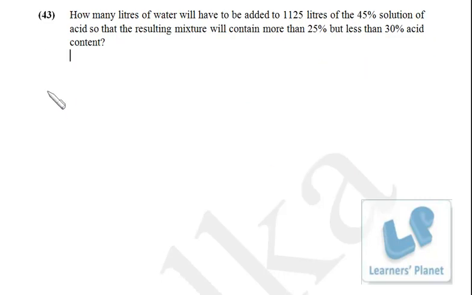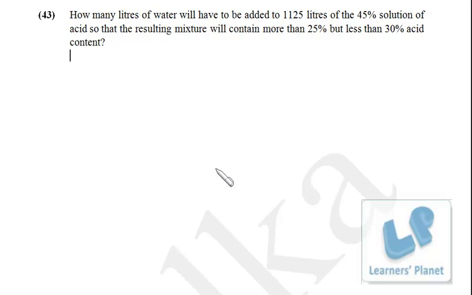Now this is an interesting problem we have. How many liters of water will have to be added to 1125 liters of 45% solution of acid so that the resulting mixture will contain more than 25% but less than 30% of acid? Okay, so see what is happening.